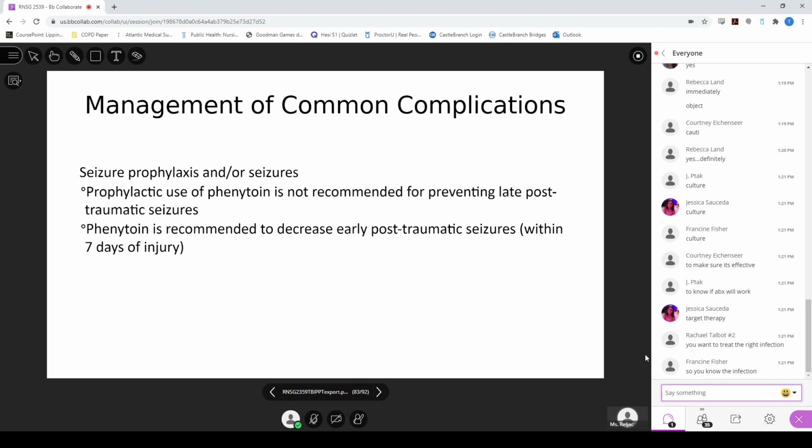And it's very important to prevent these post-traumatic seizures. What happens with a seizure? What does it do in your body? Start with the brain first. What does a seizure do in your brain? What can it cause?